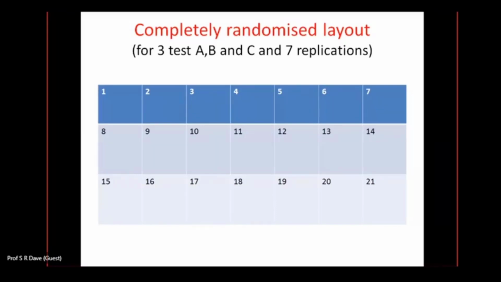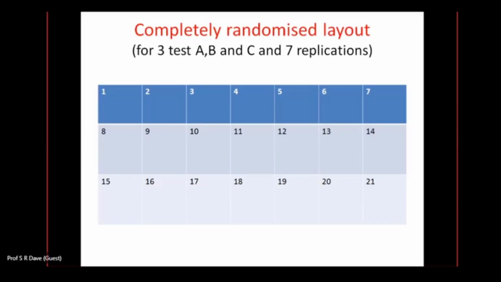In case of a completely randomized experiment, what is happening? Suppose I want to study A, B, and C treatments, and as we know, normally a minimum of 3 replications is a must. Suppose I want to do 7 replications of A treatment, B treatment, and C treatment. This is not a factorial experiment; this is an individual experiment of A, B, and C. But to get more acceptable results and to minimize the error, we are doing the replication.